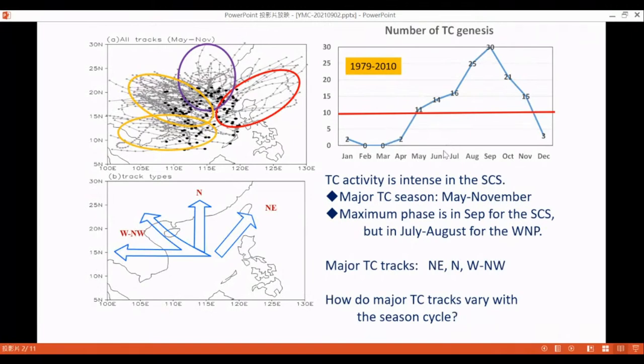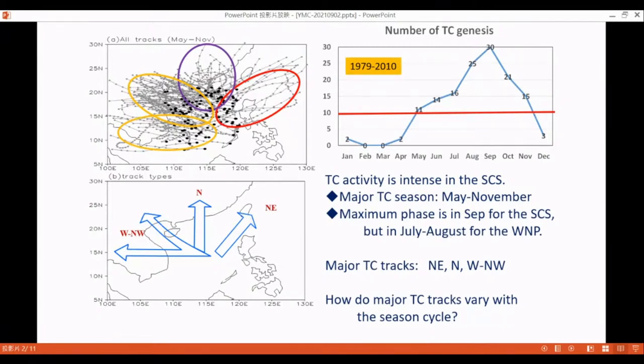Okay. TC activity in the South China Sea is intense. It is next to the tropical Western Pacific. Its major TC season is from May to November, with a peak phase in September. This peak phase is different from that in the Western Pacific, which occurs in July or August, depending on the region.